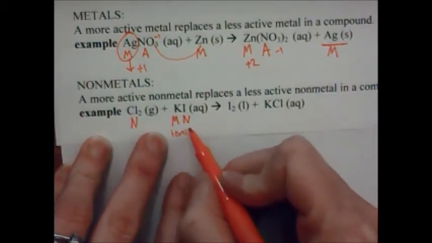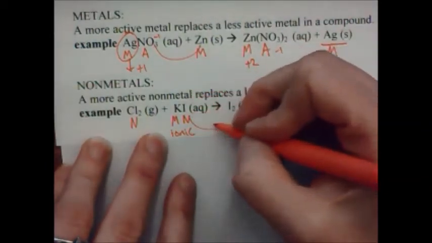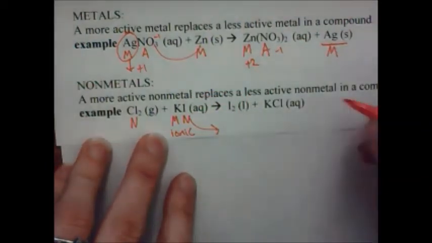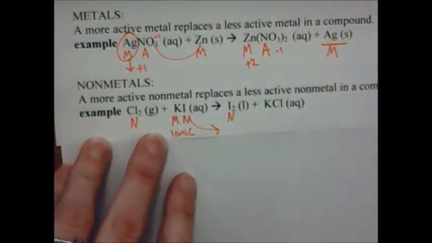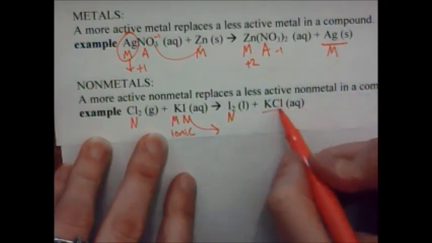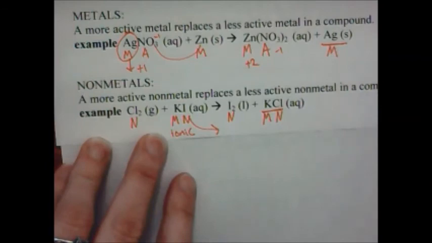This is an ionic compound. To keep it an ionic compound, chlorine has to displace the other non-metal. So that puts iodine out as our new single element, non-metal, also a diatomic, so it needs a 2 there. And then chlorine becomes the non-metal in the ionic compound with potassium.